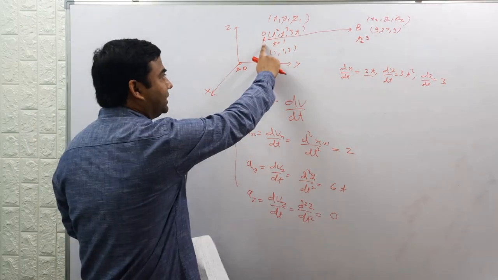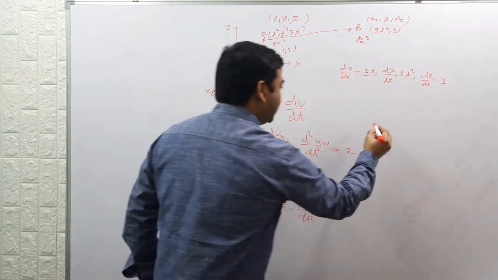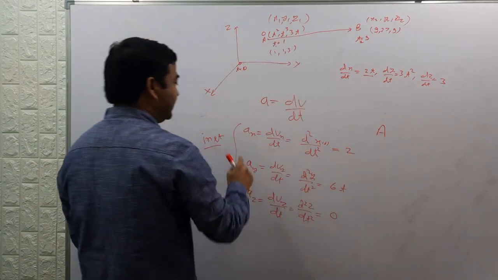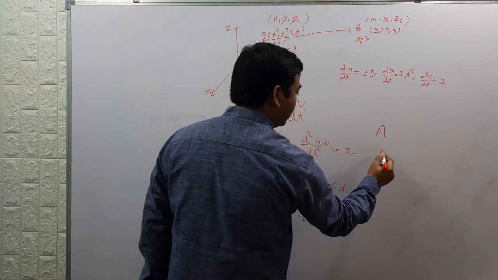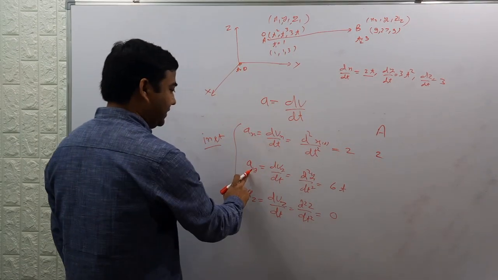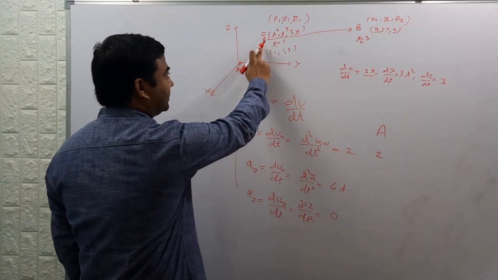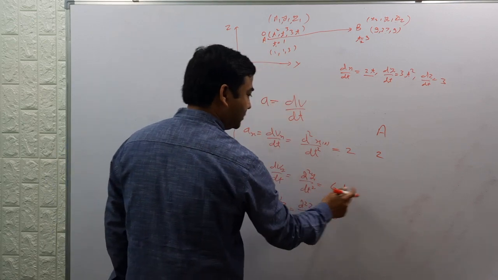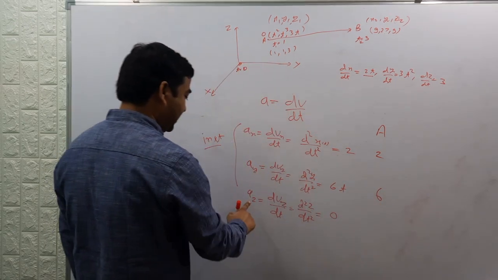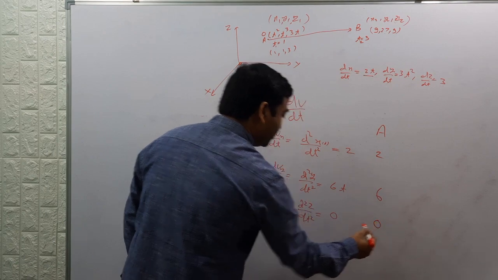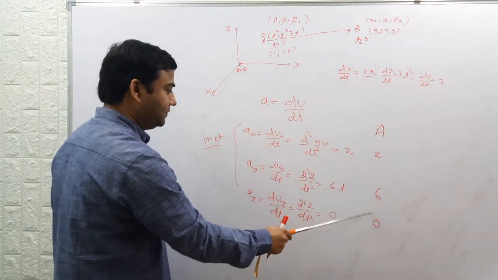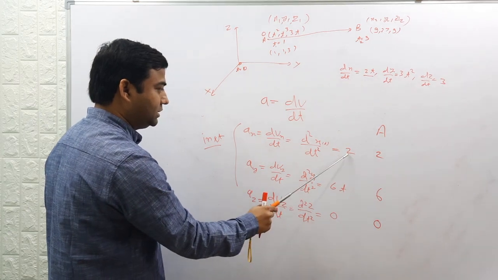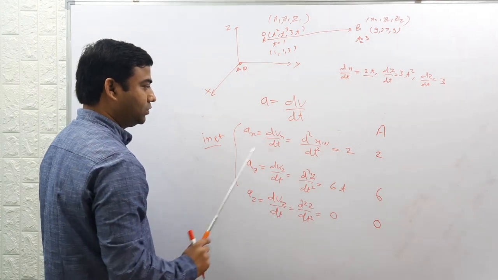So at point A, instantaneous acceleration in x direction, t is equal to 1. So it is independent of t, it is 2. Ay at point A, t is equal to 1, so it is 6. In z direction, it is 0. So instantaneous acceleration in x, y, z direction at point A will be given by this.